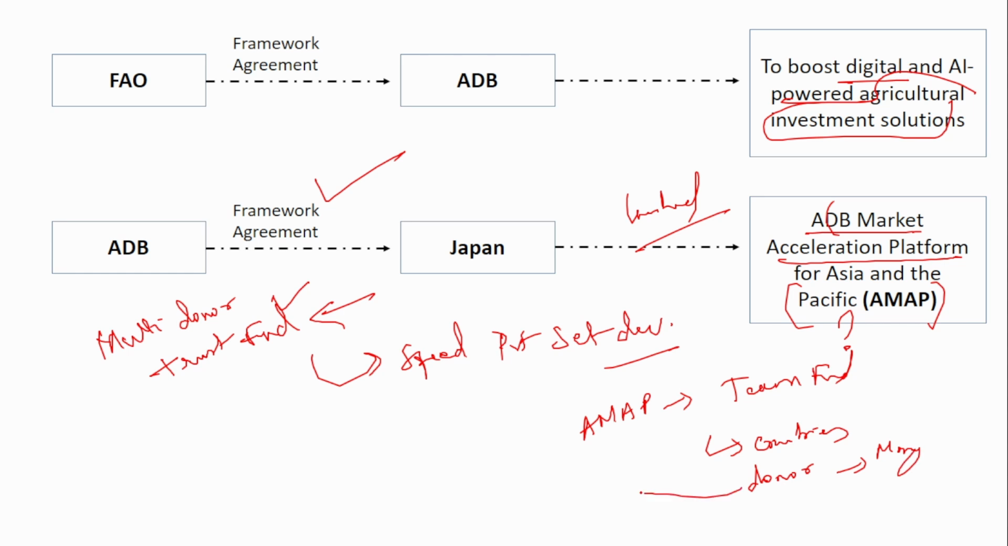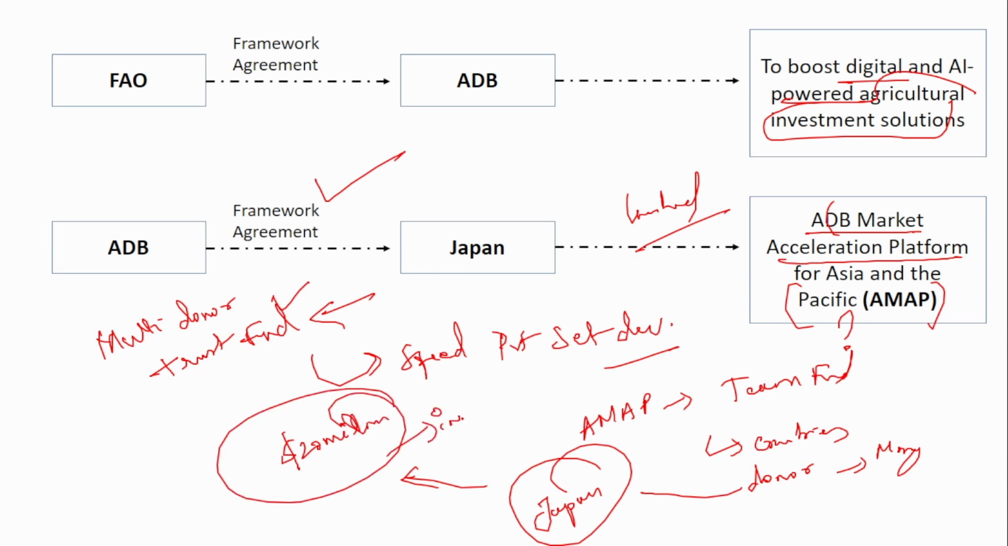So the first donation, if you see, is being done by Japan. Japan has planned to contribute around $20 million as the initial contribution to this AMAP fund. Japan will contribute around $20 million as an initial contributor.